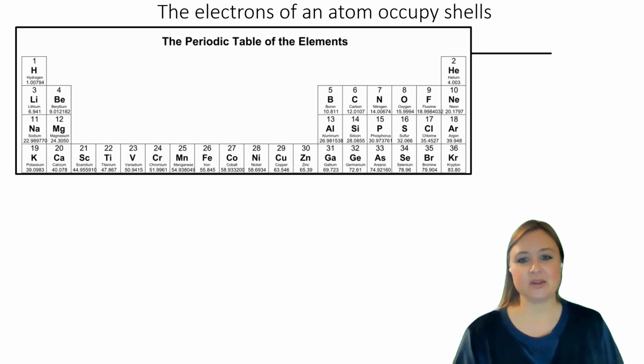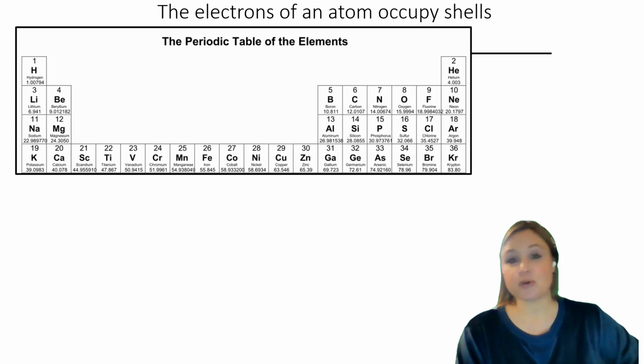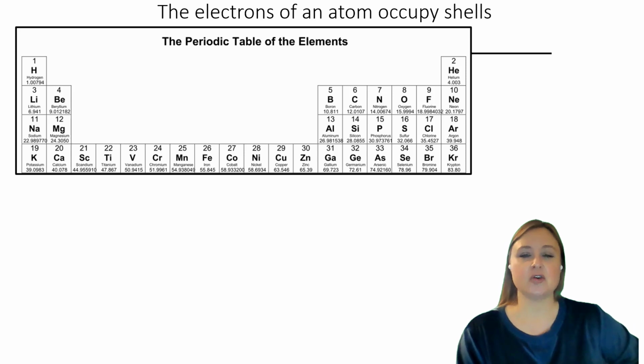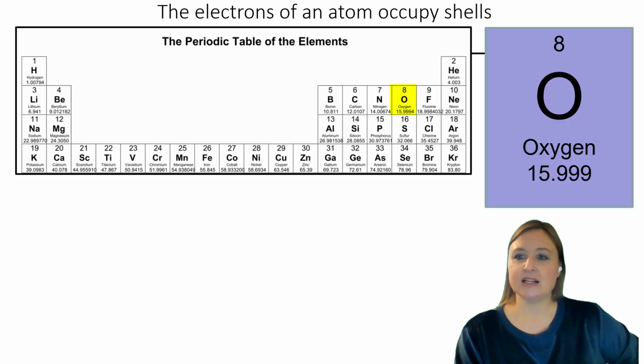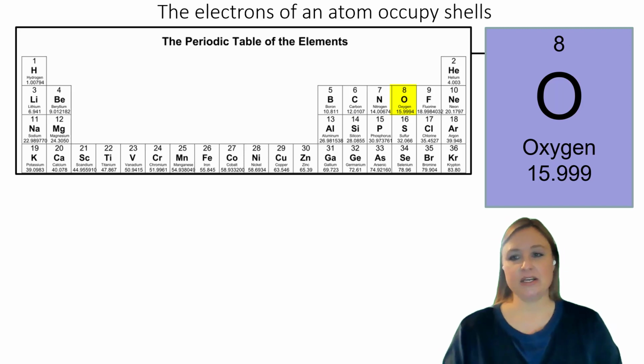So here's the top half of the periodic table of the elements. This is where most of the biological elements are found. So let's go ahead and practice how the electrons would occupy these shells around the atomic nucleus. Let's start with oxygen. Okay, so oxygen has an atomic number of 8.